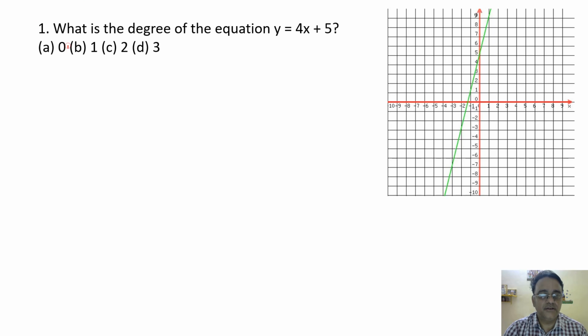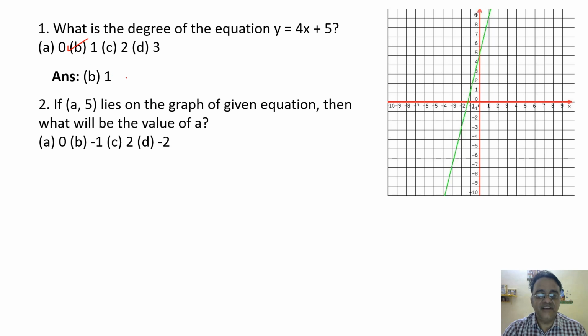The degree is 0. 1. Linear equation है ना, linear equation का degree 1 होता है, quadratic equation का degree 2 होता है, cubic equation का degree 3 होता है, right? Okay. Now if (a, 5) lies on the graph of the given equation, then what will be the value of a?